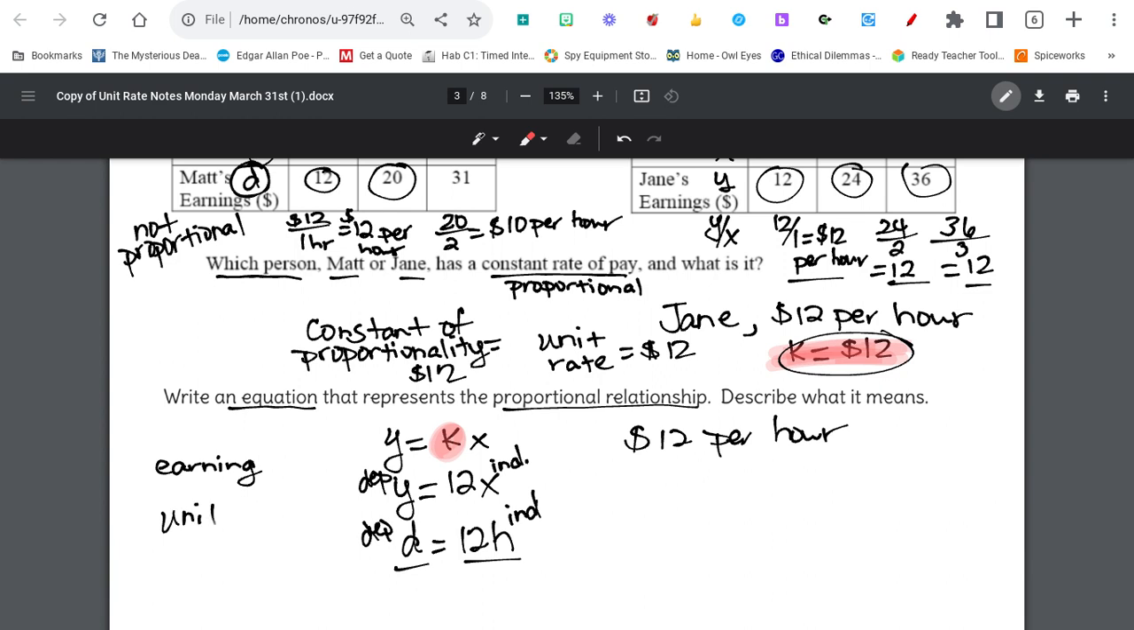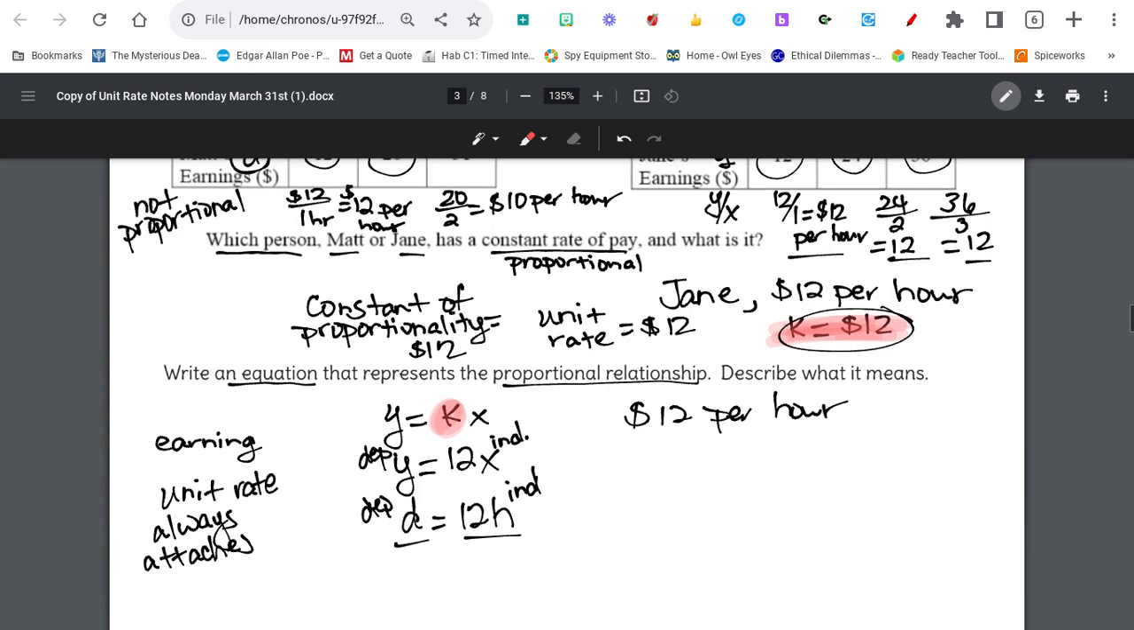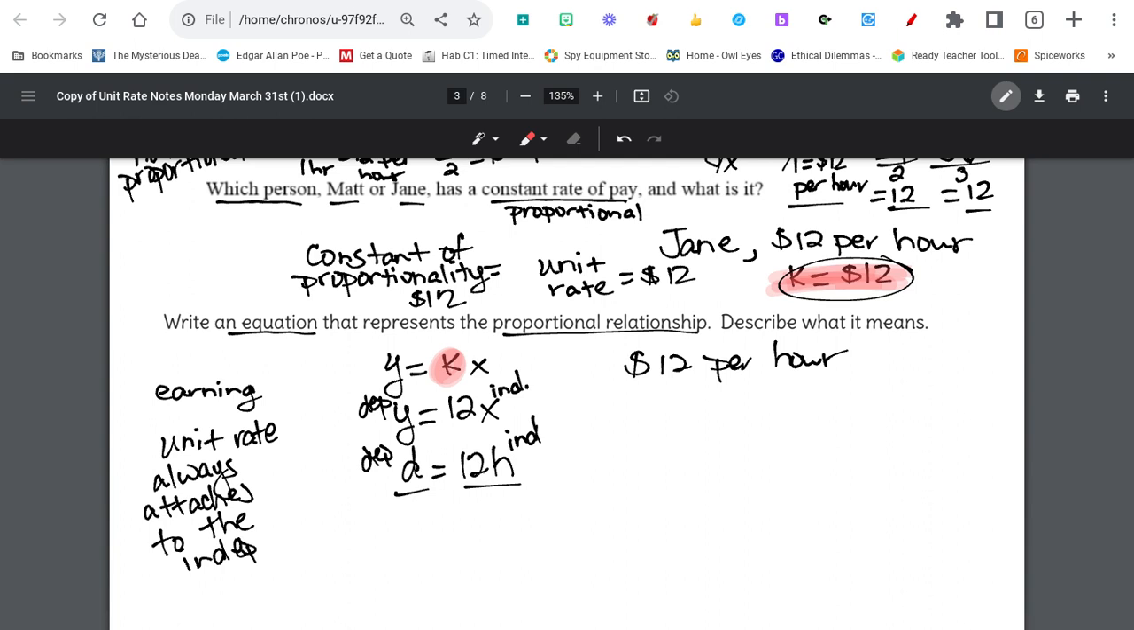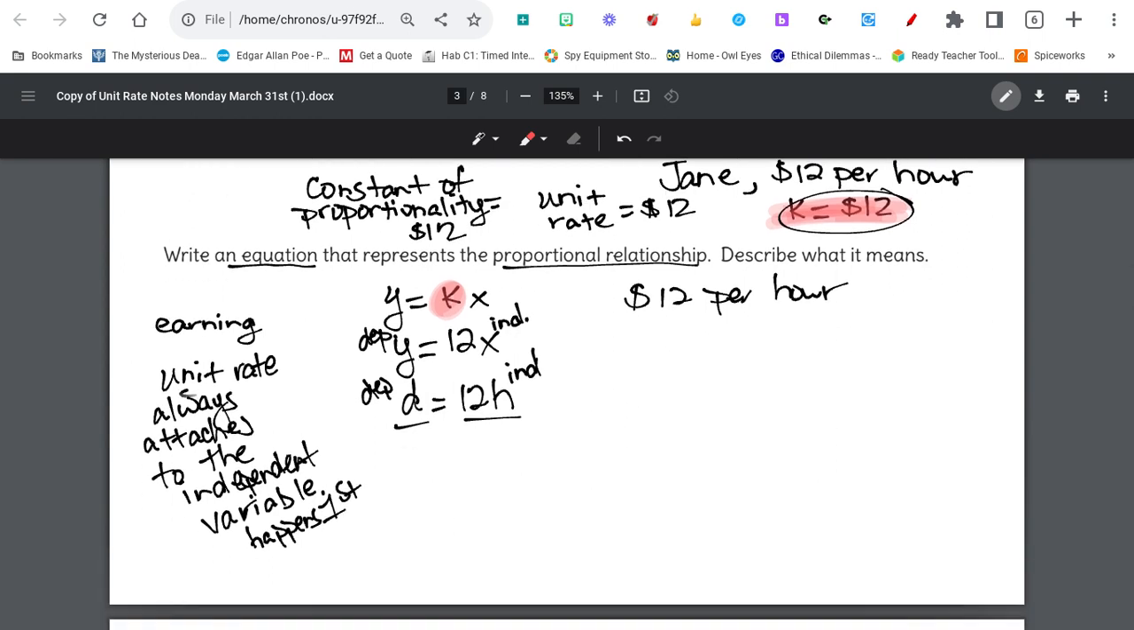Your unit rate always attaches to the independent variable. Whether they're calling it X or H or whatever, it's always attaching to the thing that happens first. Just remember that. The unit rate will always attach itself to the thing that happens first in an equation. Okay?